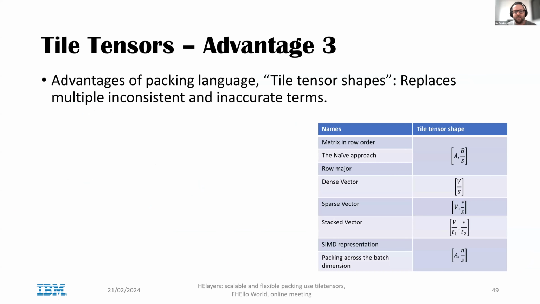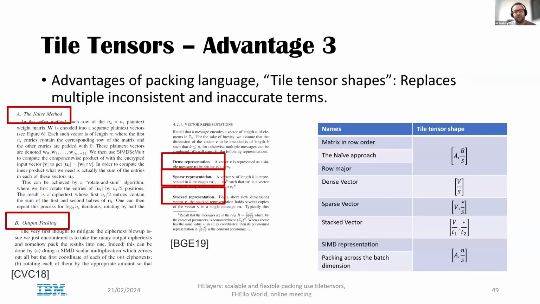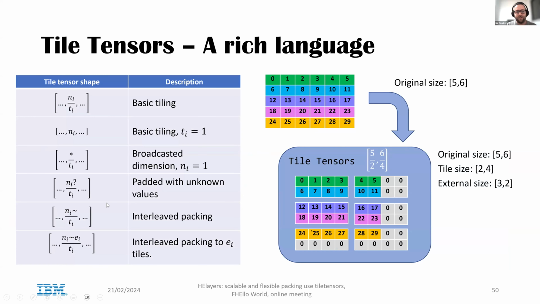And if we look at the literature, we see that many of the papers in the past try to define a new packing method. You have the naive method, the dense method, the sparse representation, the tax representation, the active packing, so many different names for packing. But once we use tile tensors, we can just use the same notation for all of them, which really simplifies the work. And then we can create a state machine that goes from one shape to another and defines the operations between shapes in an easy way that allows us to automate the process. Tile tensor shape has much more notation than the one that I showed you, but I wanted to give you a feeling of what a tile tensor is.